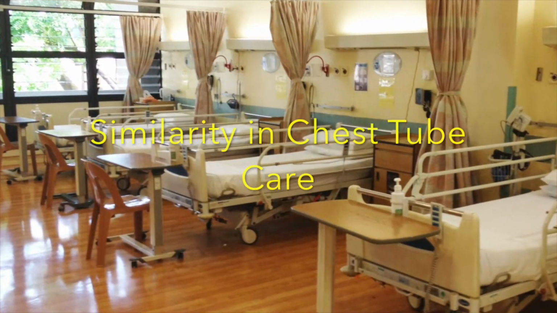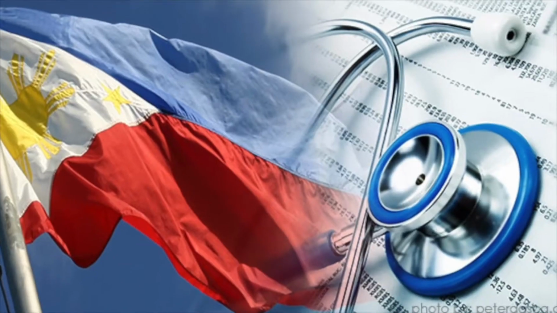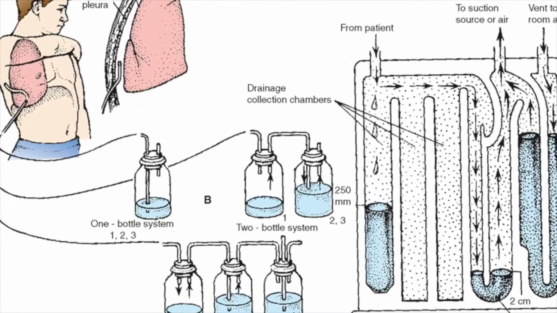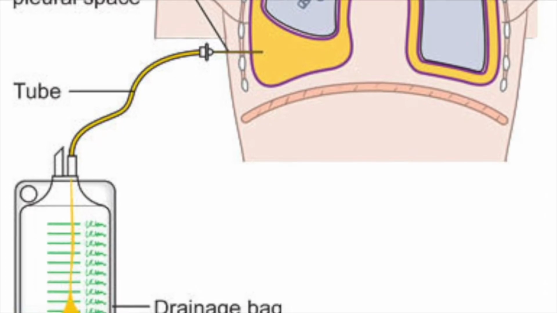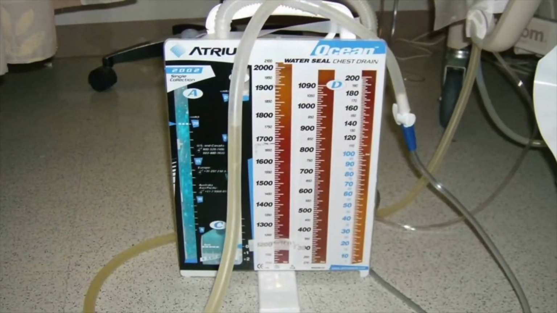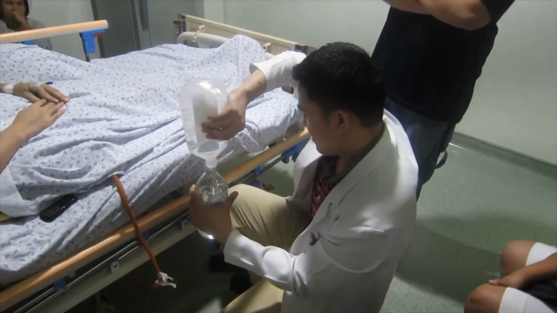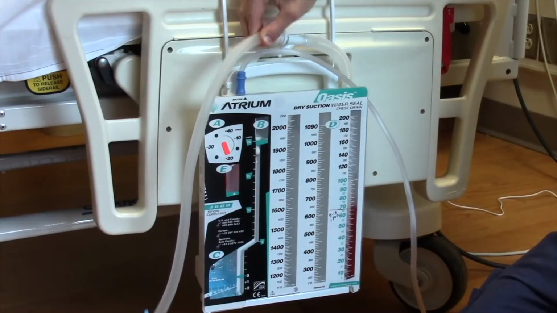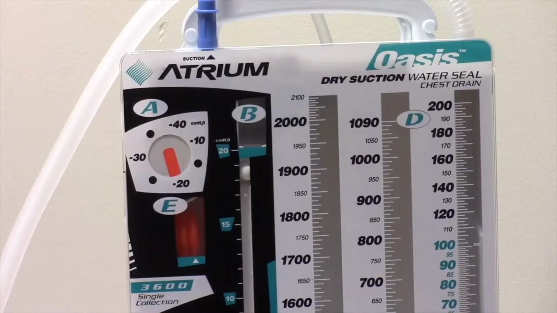Let's talk about the similarity in nursing practice for patients with chest tube in the Philippines and in Canada. The nursing care for patients with chest tube in the Philippines does not remarkably differ in Canada, except for the chest tube being used. In the Philippines, some of the hospitals are still using the butterclass chest drainage system, whereas in Canada, it is common to use a water seal chest drain system.